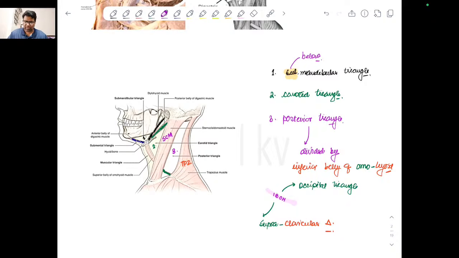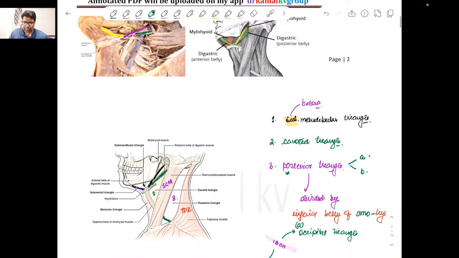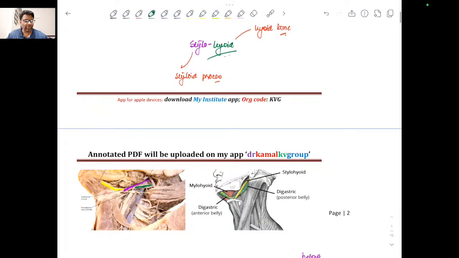So anyway, this is just a basic recap of the triangles of the neck. The ones which you can see in this particular image clearly are the submandibular, the carotid, the occipital, and the supraclavicular. Okay, so obviously these two are part of the posterior triangle of the neck. So again, A and B. Clear? So this is in short about the importance of knowing the digastric muscle.